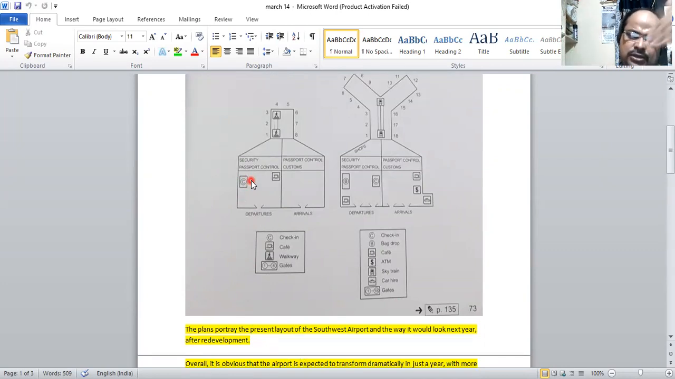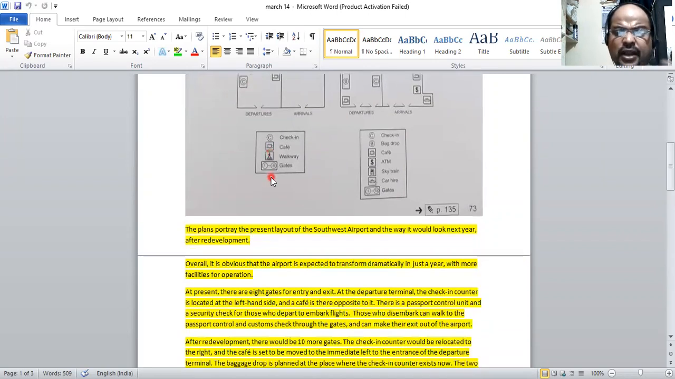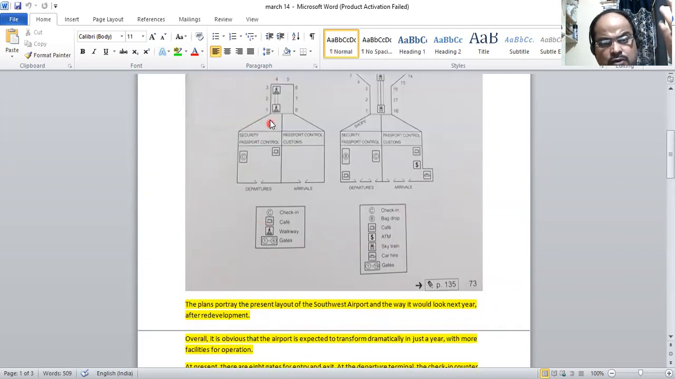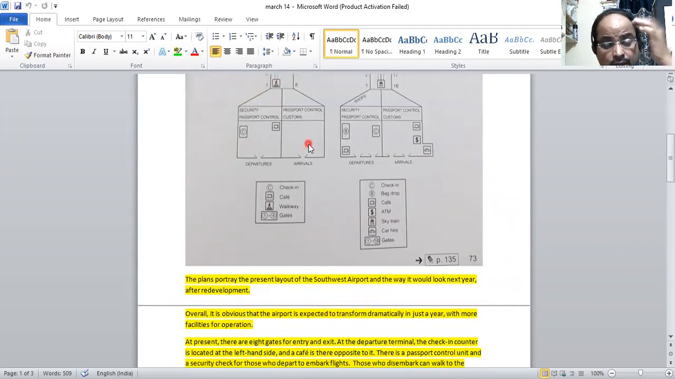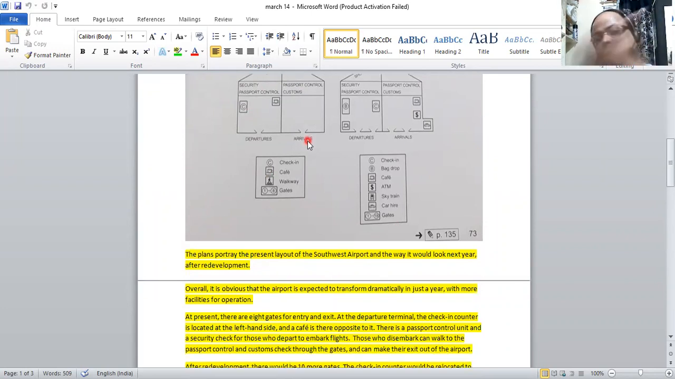It's just next to that area that we can say. Those who disembark walk into the passport control. So this is walking to the passport control and security check, no customs clearance, and they can go out of the airport.